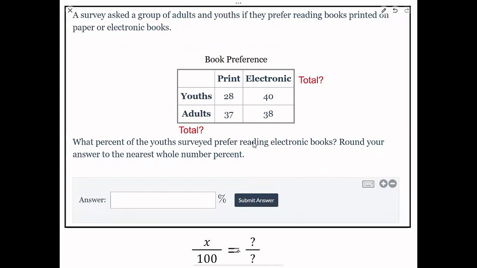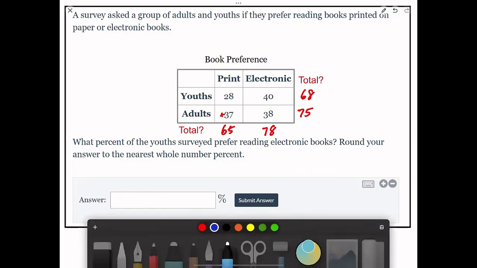All right, so now, but notice this table does not have totals, so we have to do that. So 28 plus 40 is going to be 68, 37 plus 38 is going to be 75, 28 plus 37 is going to be 65, and then 40 plus 38 is going to be 78. Now, one of the things you guys should do for checking is you should make sure that these two add up to the same total, and they do. It's going to be 143. Okay, so now we're ready to go.